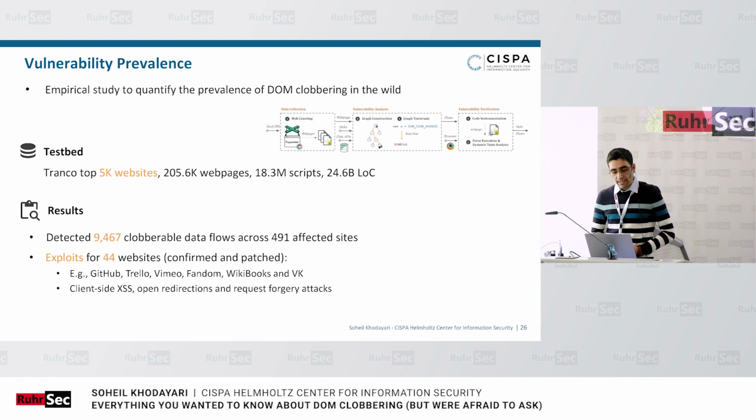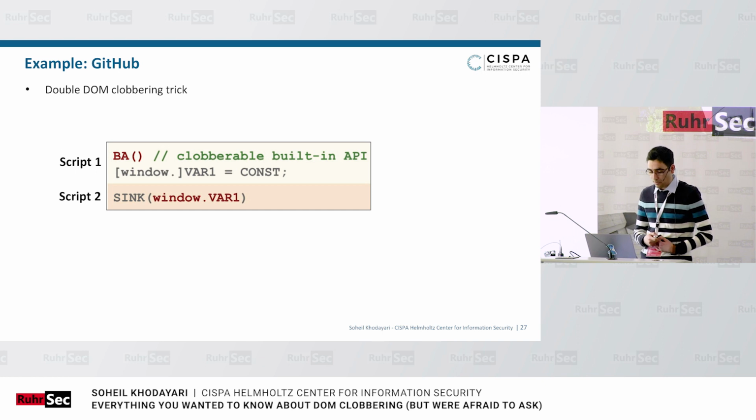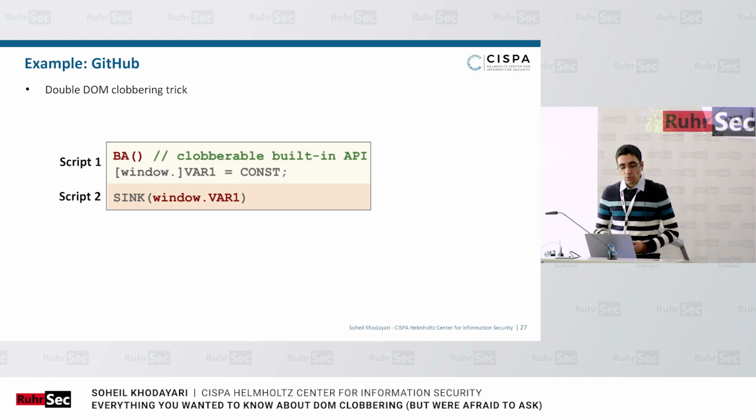So let me show you an example. This example actually affects GitHub. And to understand how this works, we have to know first what the double DOM clobbering trick is. So basically, assume we have a web application that has 2 scripts.